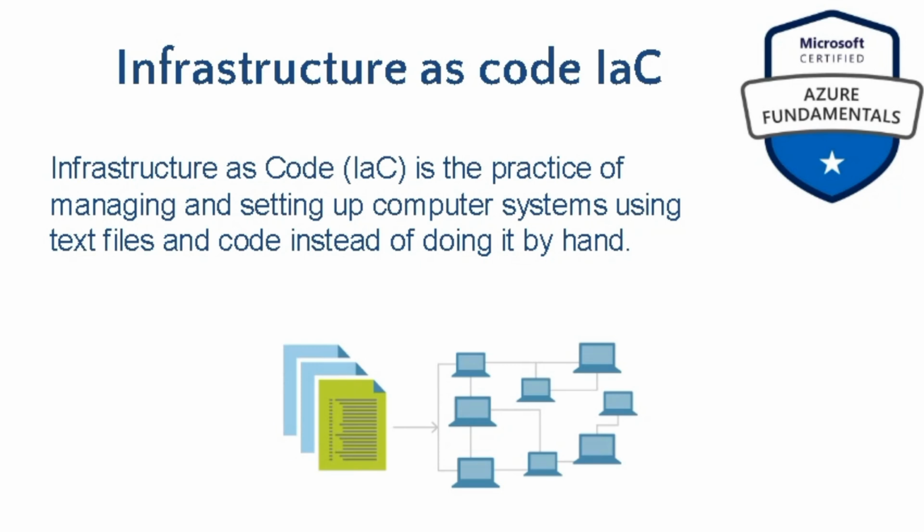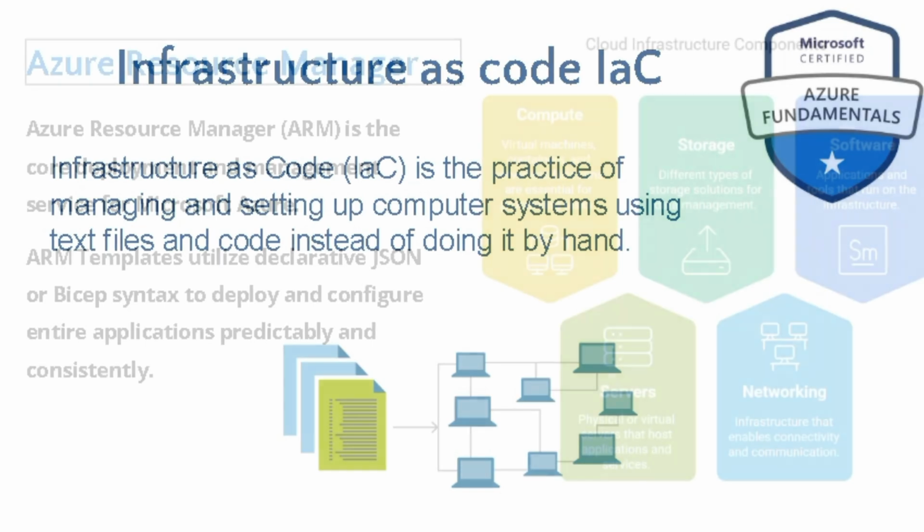Infrastructure as code, also known as IaC. This is basically the practice of managing and setting up computer systems using text files and code instead of doing it by hand. So for example, if I want to manage multiple things or run a lot of scripts, I can do it over code instead of doing it manually. So remember when you say infrastructure as code, think about files or code that allow me to make things faster using code, templates, or files. Remember this for your AZ-900.